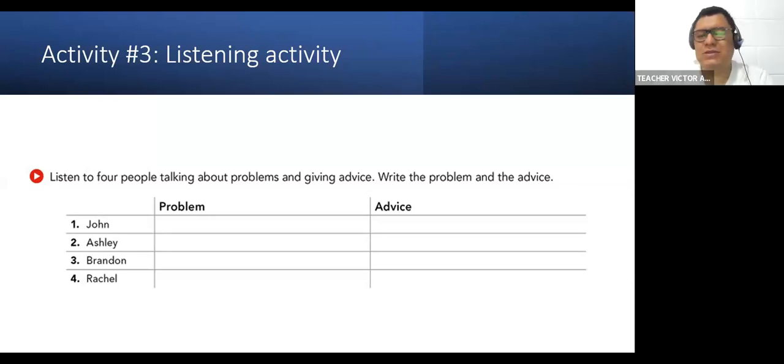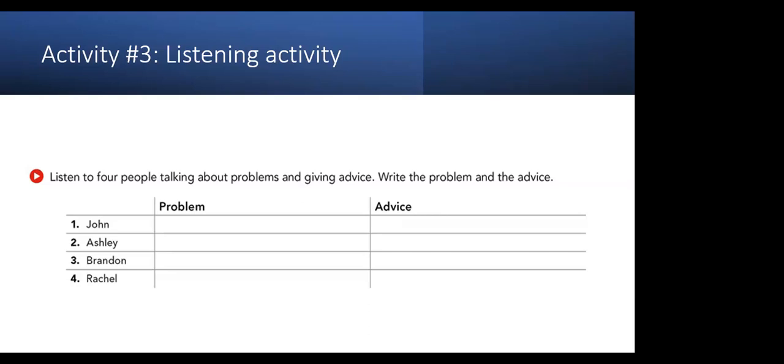Okay. Let's do the following because I think that we're just improvising. I will play the audios again, one more time. I will play all of them for you to double check. Remember, you need to pay attention to the problem and the recommendation, the advice. So here we go again.